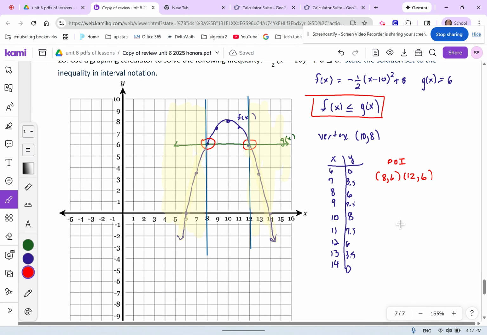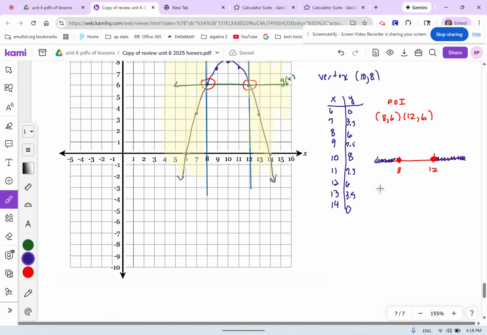Okay, so here's my number line. Here's 8, here's 12. We're actually including those values in, and now we're shading to the left of 8 and to the right of 12. So in inequality notation, x is less than or equal to 8, because we're including 8 in, or x is greater than or equal to 12. Again, if you ever have trouble figuring out which way, choose a value of x. So 7 is less than or equal to 8, and 13 is greater than or equal to 12.